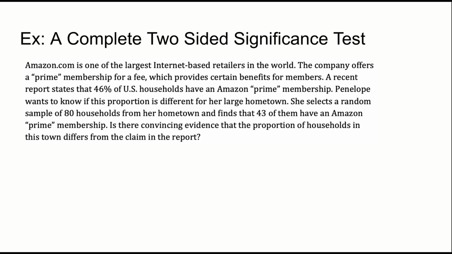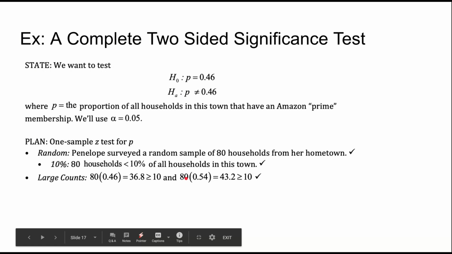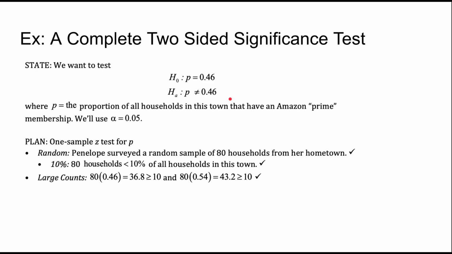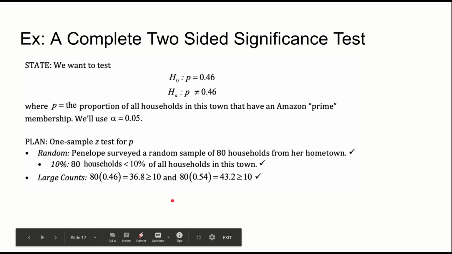All right, let's do a complete two-sided significance test. Read this before moving on. All right, so we state P equals 0.46 versus P is not equal to 0.46, where P is the proportion of all households in this town that have an Amazon Prime membership. We will use alpha equals 0.05. Let's check the conditions. Check, check, check.